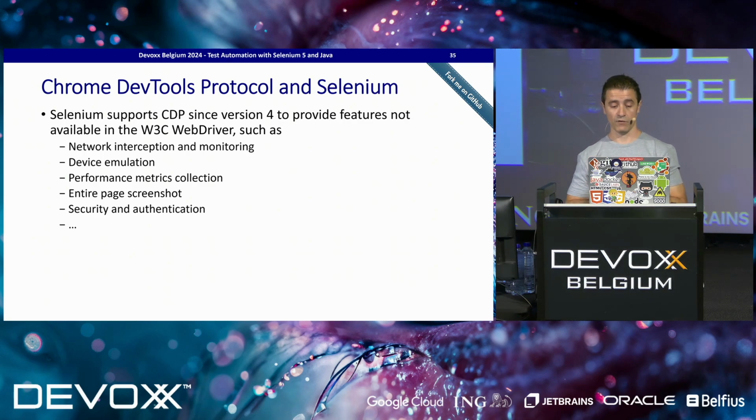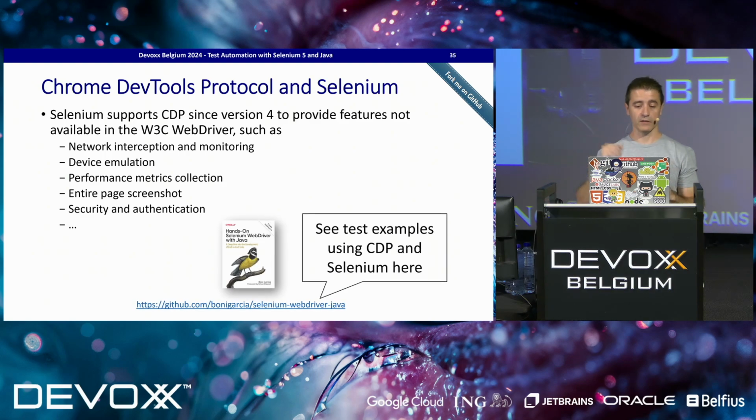Version 4 was in 2021. So Selenium allows making use of these CDP features through Selenium tests, right? For example, network interception and monitoring, device emulation, performance metrics collection, entire page screenshot, which was something impossible until now, and security and authentication. Again, we don't have time to see every single feature one by one, but if you are interested in these features, I recommend you again take a look at this open source repository in which you will find different examples using CDP and Selenium.